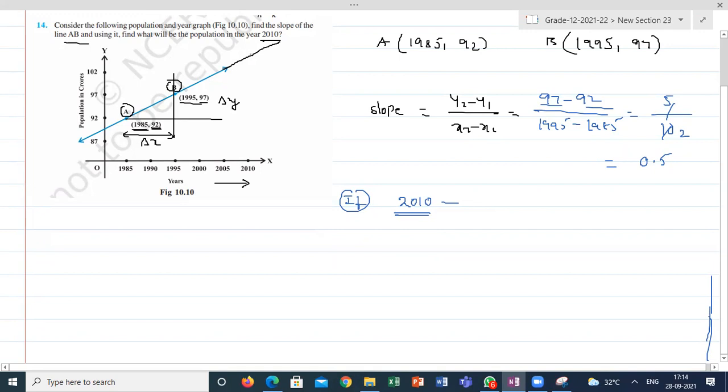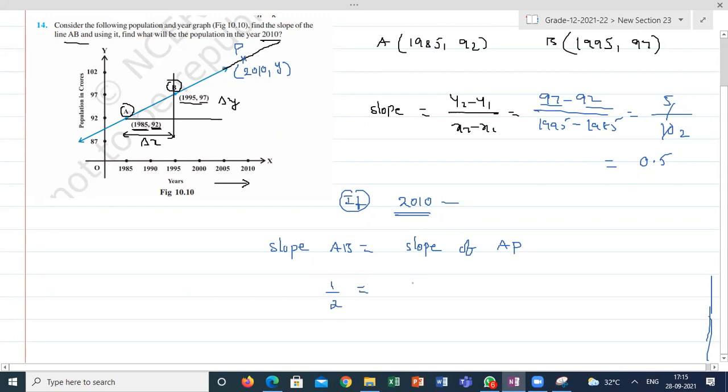That means if I'm taking the graph at this point, this is 2010, and the y coordinate I don't know. So if I take 2010 as the point P, the slope of AB must be equal to the slope of AP or BP, because P is also a point on the same line, the AB line. So the AB slope you got is 1 by 2, or 0.5.